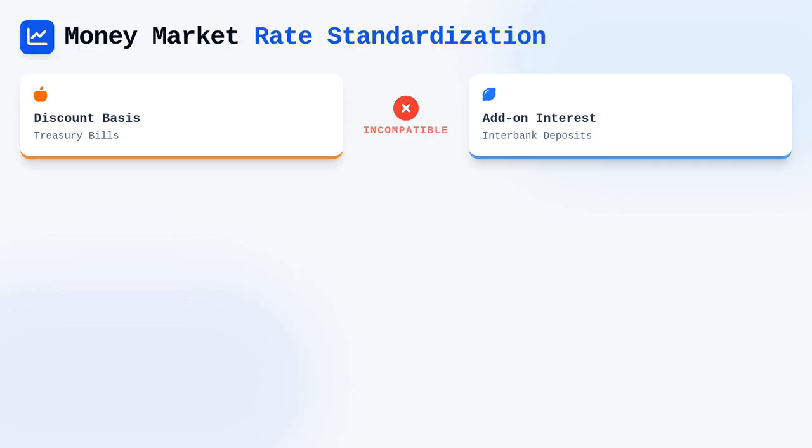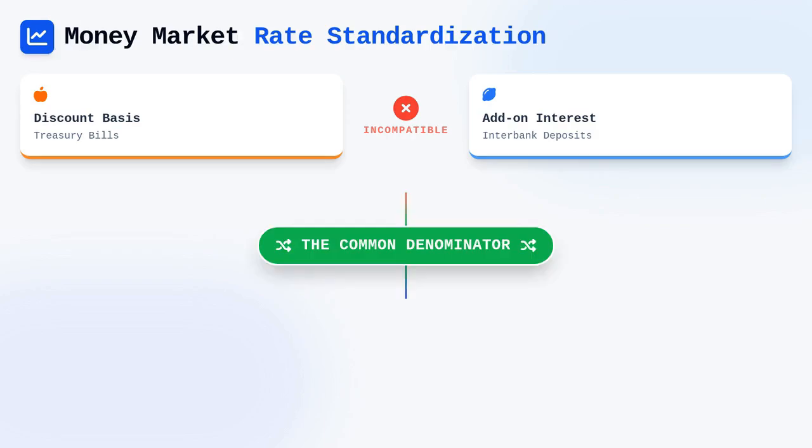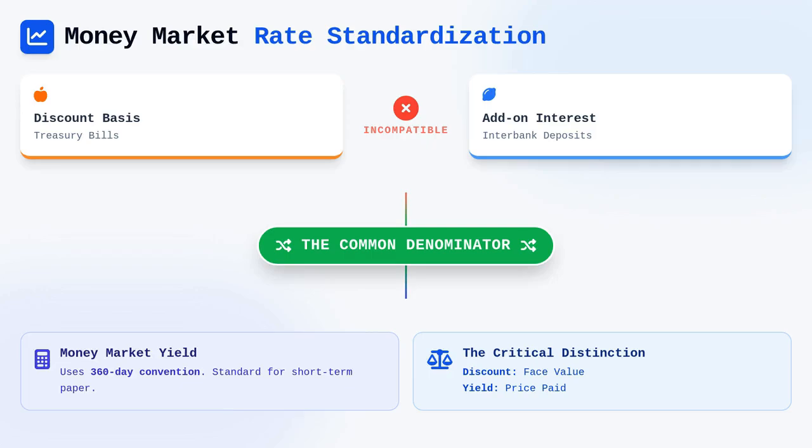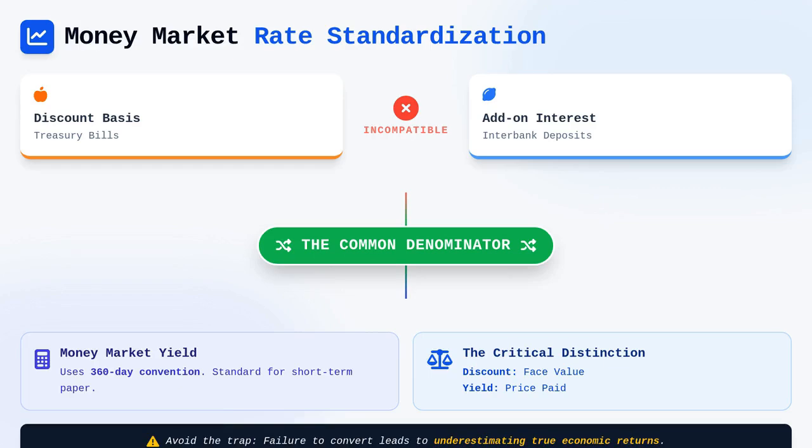To make an informed trading decision, you must be able to convert these figures into a common denominator, typically the money market yield or the bond equivalent yield. The money market yield, often called the yield on a discount basis, utilizes a 360-day-year convention, which is the industry standard for most short-term paper. Understanding this requires you to remember that the discount is calculated on the face value, whereas the yield is calculated on the actual price paid. By mastering this conversion, you avoid the common trap of underestimating the true economic return of a discount instrument.